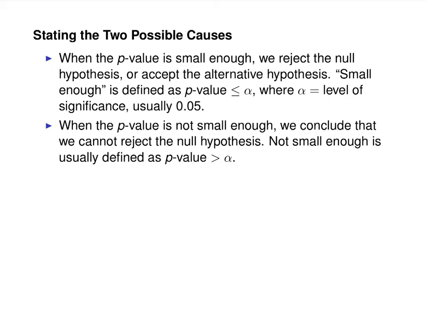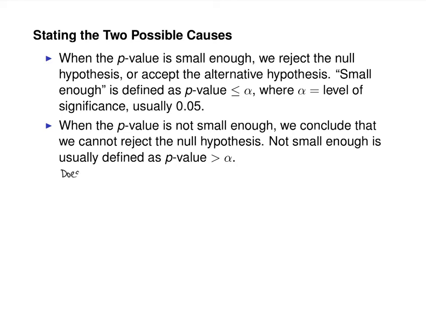So when the p-value is small enough, we reject the null hypothesis or accept the alternative. And small enough is defined as p-value less than or equal to your alpha, where alpha is the level of significance, which is usually 0.05. And when the p-value is not small enough, we conclude that we cannot reject the null hypothesis. Not small enough is defined as a p-value bigger than your alpha.